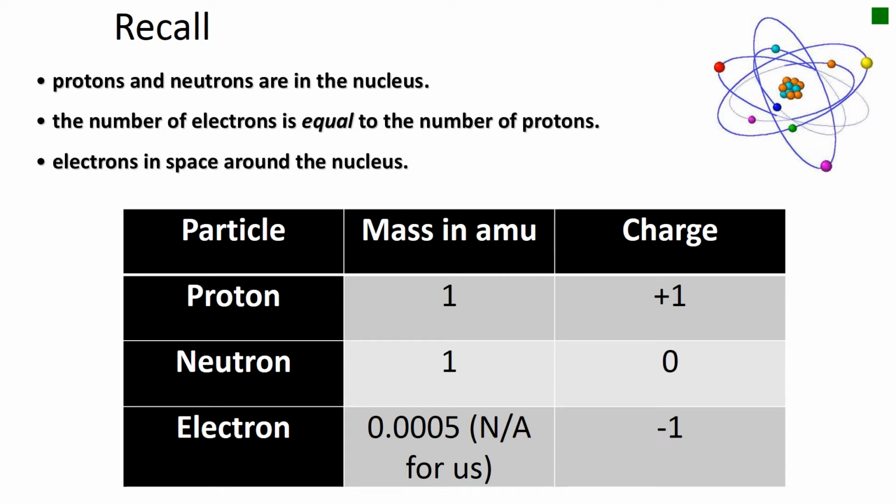So keep in mind that a proton has a mass of 1 and a charge of +1. A neutron has a mass of 1, but it has no charge. And an electron, technically for us, really doesn't count. But if you're a physicist doing research, you would be weighing that up. But it doesn't really work in 104. But it does have a charge of -1. And that's really important.